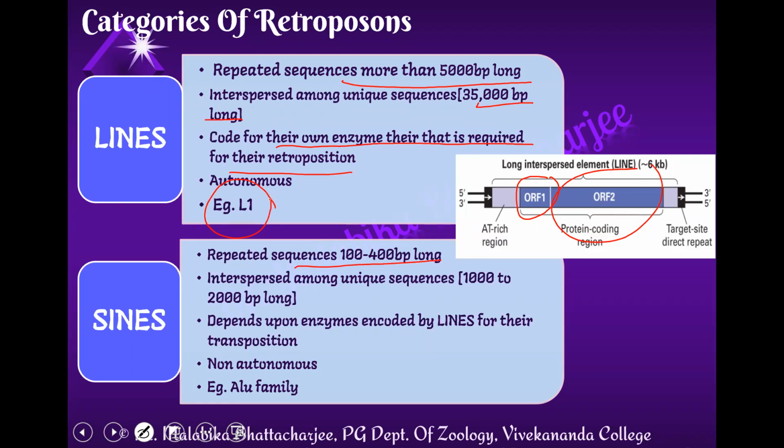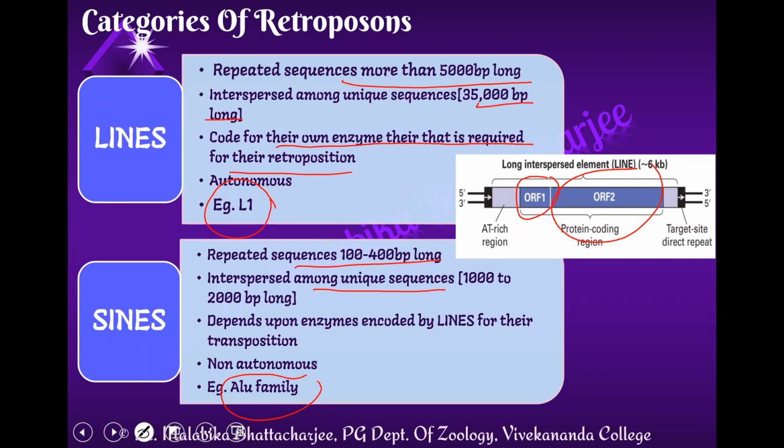Now coming to another sequence, that is the SINE. As I said, these are short interspersed sequences. The repeated sequences are around 100 to 400 base pairs long. They are interspersed among unique sequences. Of the SINEs present in the human genome, it has been seen that they occur at about 1.6 million sites, and about 1.1 million are the Alu elements.